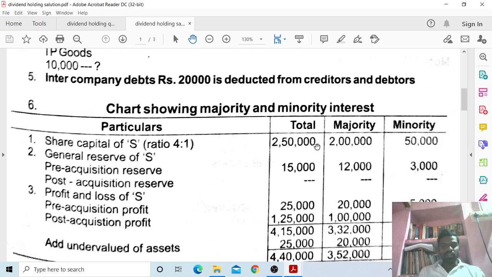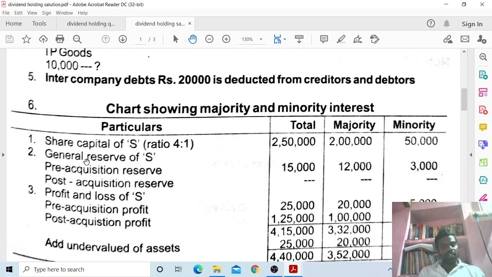It means you have to take 2,50,000 into 80% divided by 100, which is equal to 2 lakh rupees. So here take 2 lakh rupees, and 2,50,000 minus 2 lakh, you have to take 50,000 here. Next, the same ratio is 4:1. So the 5 zeros cancel, 5 ones are 5, 5 fours are 20. You have to take the ratio 4:1.